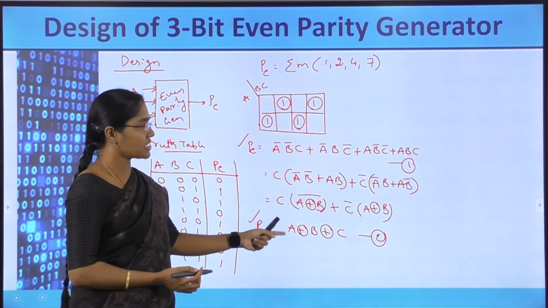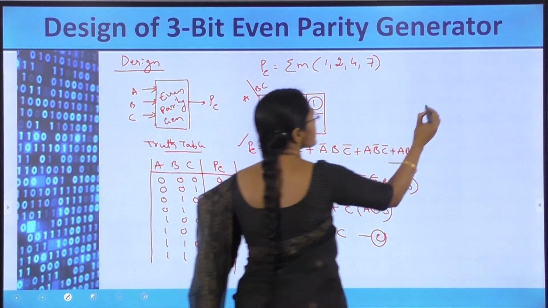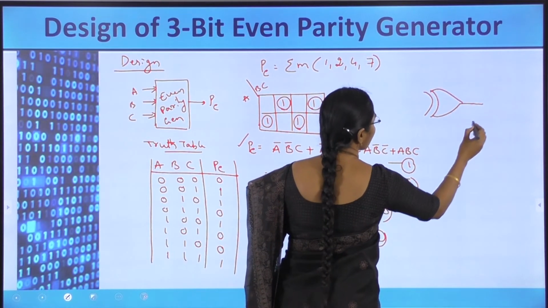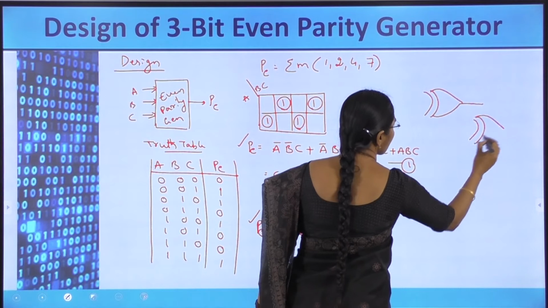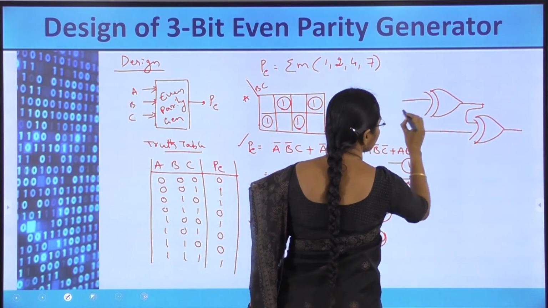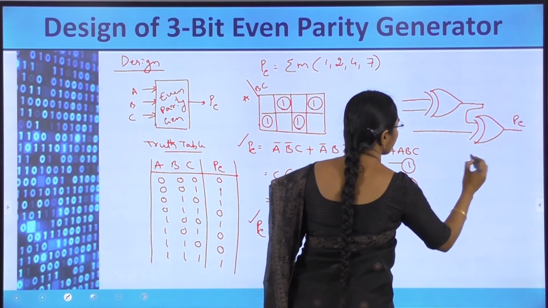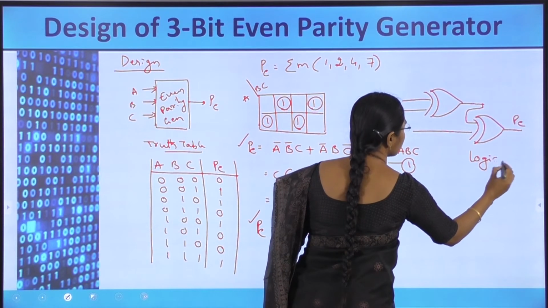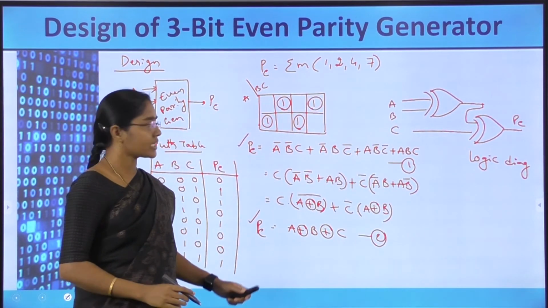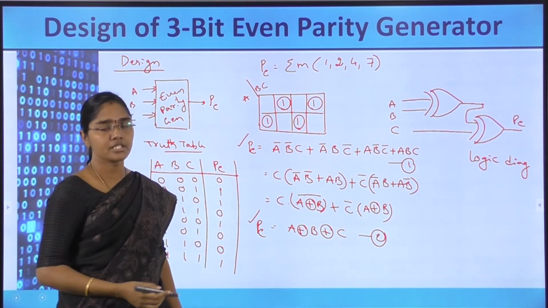Then what next step? Next step is simply the logic diagram. Drawing the logic diagram using the XOR gate is simple. So remember always, with XOR gate, that is equal to A XOR B XOR C, we can represent like this. Inputs are A, B, C and output is PE. This is the logic diagram of the 3-bit even parity generator.